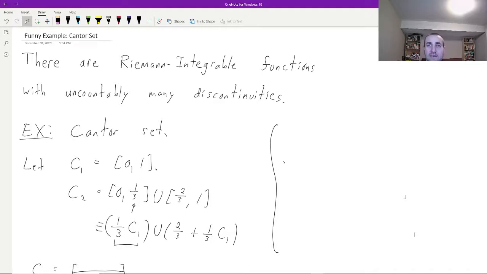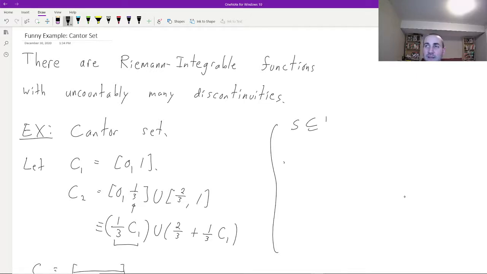Okay, so here's the Cantor set. It's going to be defined recursively. I let C1 be the whole interval from 0 to 1, and I let C2 be the interval from 0 to 1/3, union the interval from 2/3 to 1. And I'm going to write that in a funny way. It's 1/3 times C1, union 2/3 plus 1/3 C1. What do I mean by that?